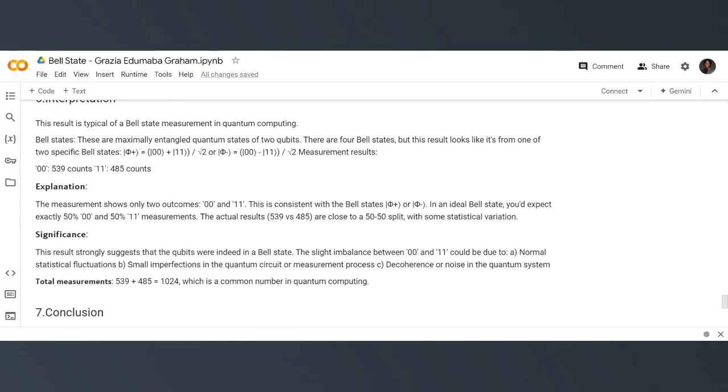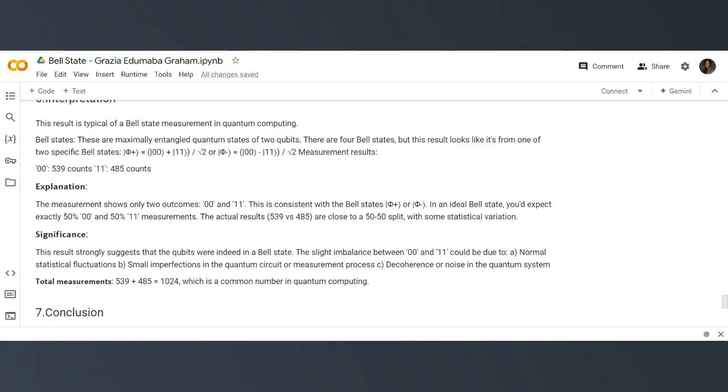The measurement shows only 2 outcomes, 00 and 11. This is consistent with Bell states phi positive and phi negative. In an ideal Bell state, you would expect exactly 50% of the 00 state and 50% of the 11 state measurements. The actual results are 539 versus 485, which is close to a 50-50 split with some statistical variation.